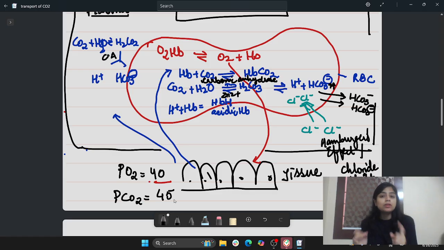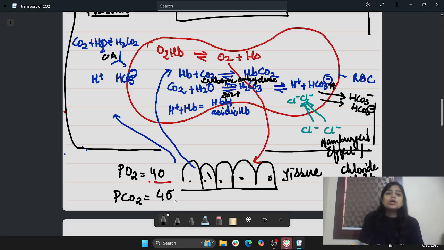So question comes here, number 1, what is Hamburger's effect? Hamburger is the name of the scientist. And chloride shift, what does it say? That as the chloride is entering into the RBC from the plasma, that is known as the chloride shift, given by Hamburger. Fine. Next question, where does the Hamburger's effect take place? It takes place at the site of the tissue. That is what you are seeing.